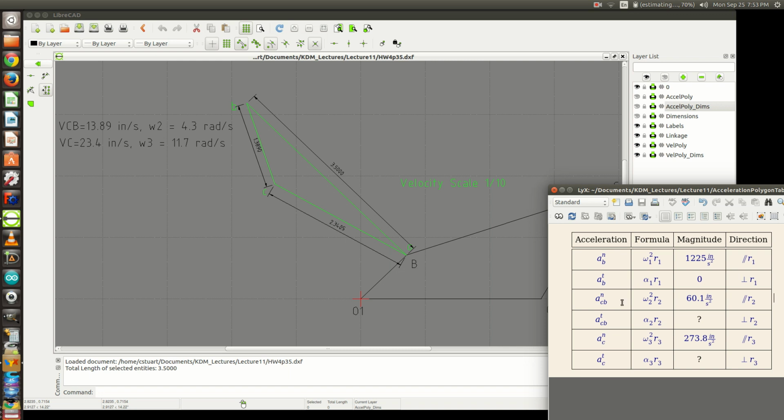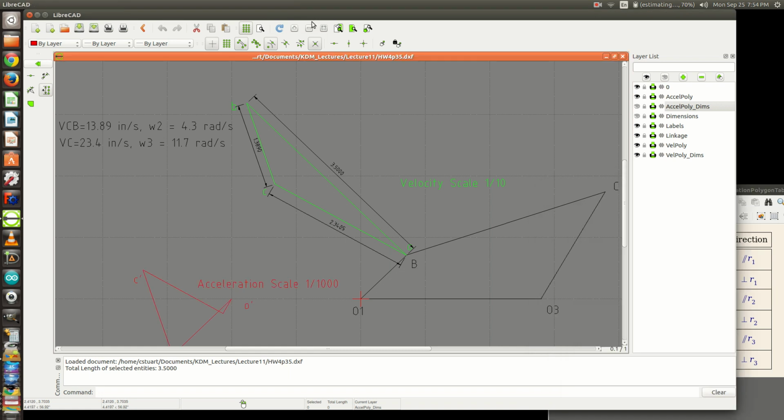Similarly, the normal acceleration of C with respect to B can be calculated from omega 2, which we just determined from the velocity polygon. The tangential acceleration, though, we don't know. The normal acceleration of C can be determined. Tangential we don't know. But we do know enough now to draw the acceleration polygon. Let's go ahead and put that in place.